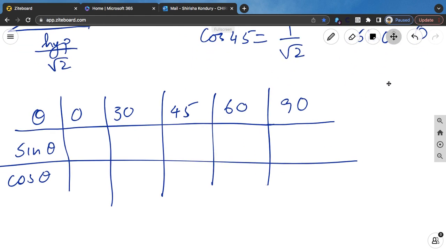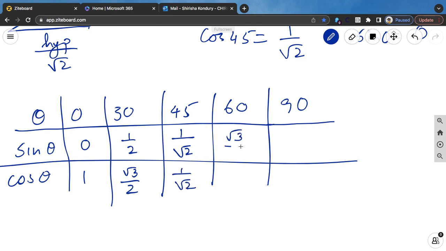Now let me consolidate the values. Sine of 0 is 0, cos of 0 is 1. Sine of 30 is half, cos of 30 is root 3 by 2. Sine of 45 is 1 upon root 2, cos of 45 is also 1 upon root 2. Sine of 60 is root 3 by 2, cos of 60 is half. Sine of 90 is 1 and cos of 90 is 0. Okay. Pay attention closely to this.